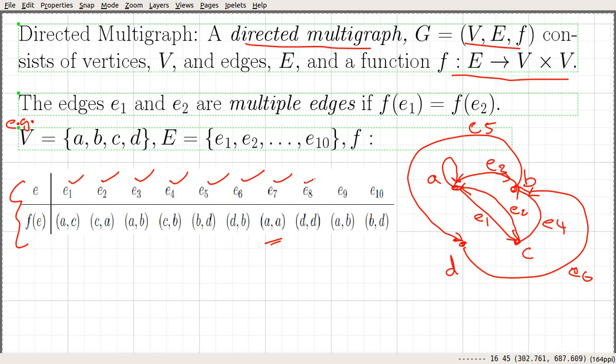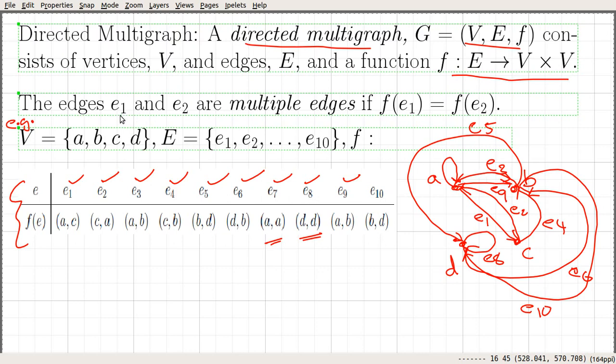Okay, and E8 is also a loop, so it is a directed loop from D to D. So this is E8. E9 is a directed edge from A to B. Okay, this edge. So this is E9, and one from B to D. So that is E10. Okay, so this is how we represent this graph pictorially.